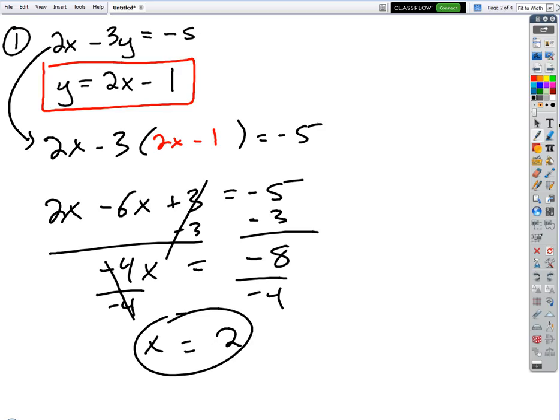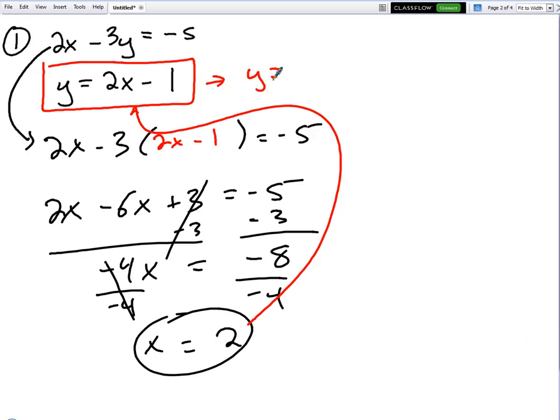Now, we put a box around this for this reason. Now we're going to go back to the boxed substitution equation and plug in. Okay, so if we do that, we get y equals 2 times x is now positive 2 minus 1. So what is that? Yeah, 2 times 2 is 4 minus 1 is 3.